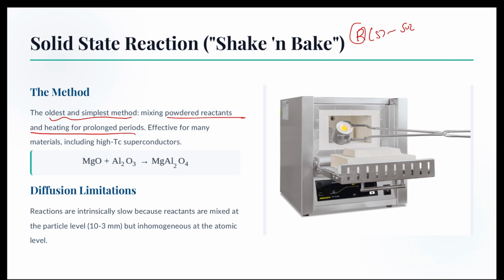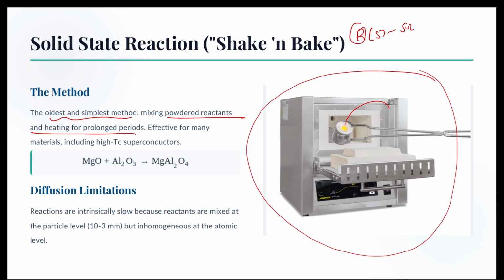Here, as you can see, is one of the basic setups for this kind of reaction. We have our reactants in this crucible, and we heat it at almost a constant, high temperature for some hours, maybe even some days. Using this method, we can make some superconductors. We are going to study one such material which has superconducting properties somewhere around 990 Kelvin.